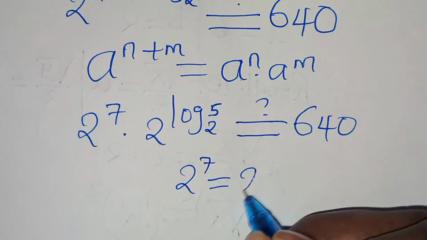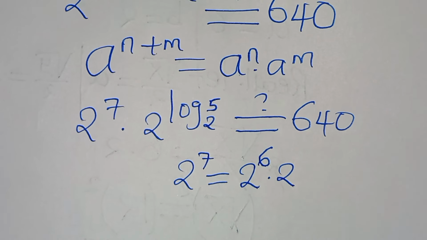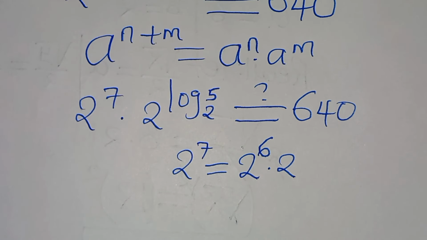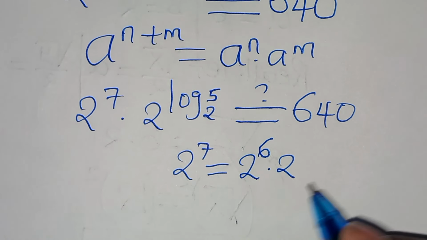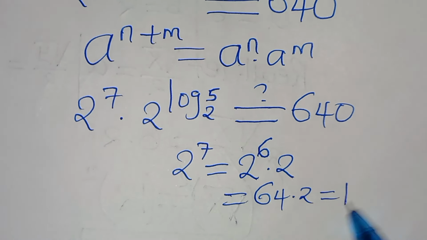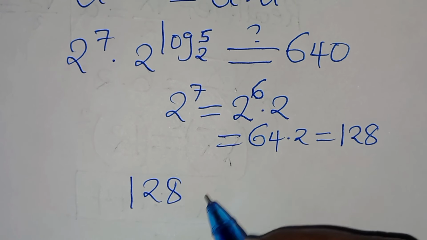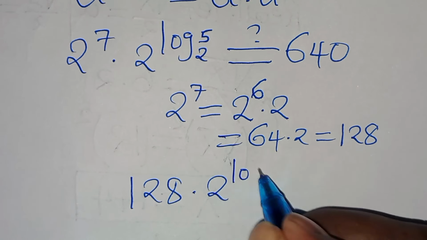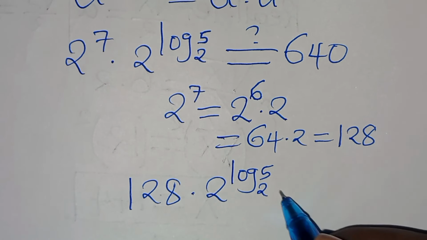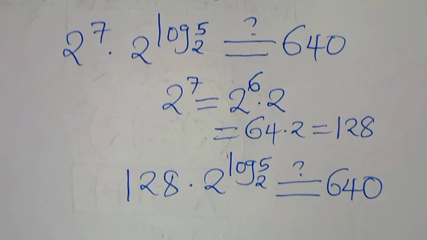Now, we have that 2 to the power of 7 is the same thing as 2 to the power of 6 multiplied by 2. 2 to the power of 6 times 2 is equal to 64 times 2, which is equal to 128. So we have 128 multiplied by 2 to the power of log 5 to base 2. This is supposed to give us a value of 640.